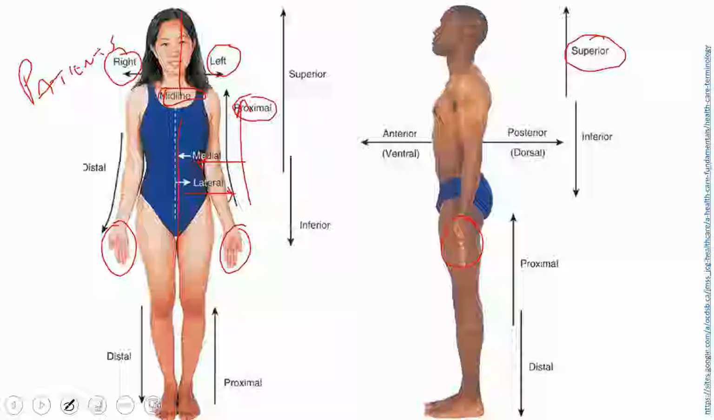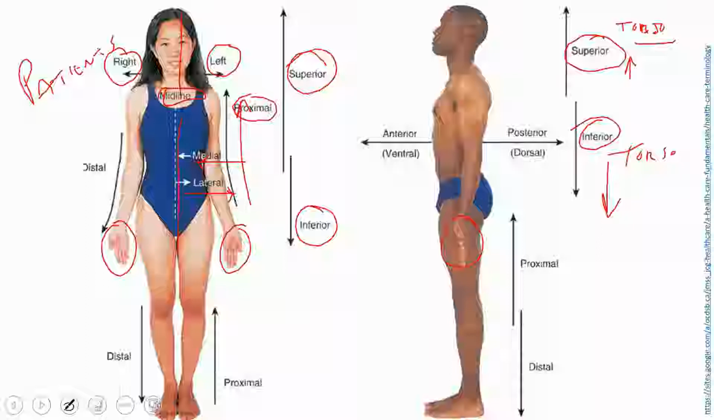So think about it, if it is on the torso or the core, and it is going up towards the head, then it's going to be superior. If it is on that torso and it is going down towards the feet, then it's going to be inferior. So we identified those over here as well. And you can tell that there's a difference between the superior and the inferior. In addition to that, the proximal and the distal.